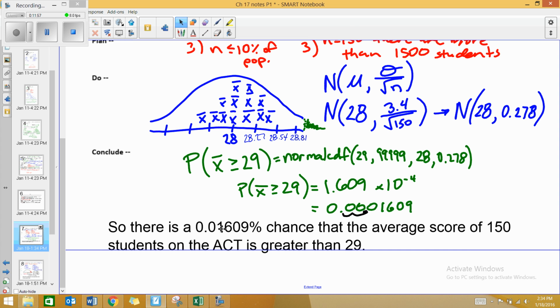There's a couple different ways that you could have expressed this. If you hadn't felt comfortable putting it back into a percentage, you could have just said there is a 0.0001609 chance. But again, typically when we're bringing it back into the context, that's when we bring it back into percentages. But either way, both of those answers would have been correct. All right, that is the end of that first practice problem.